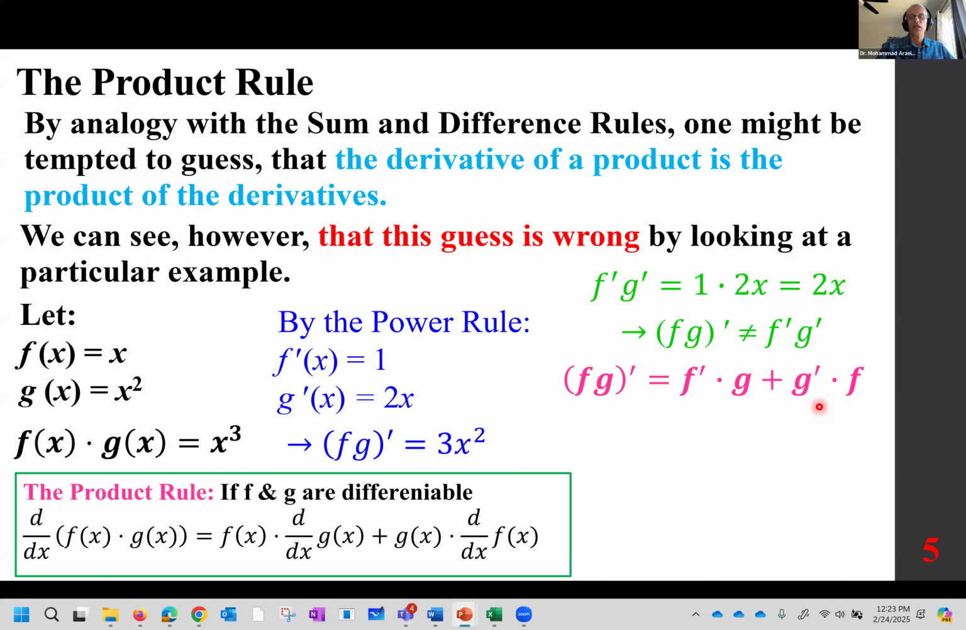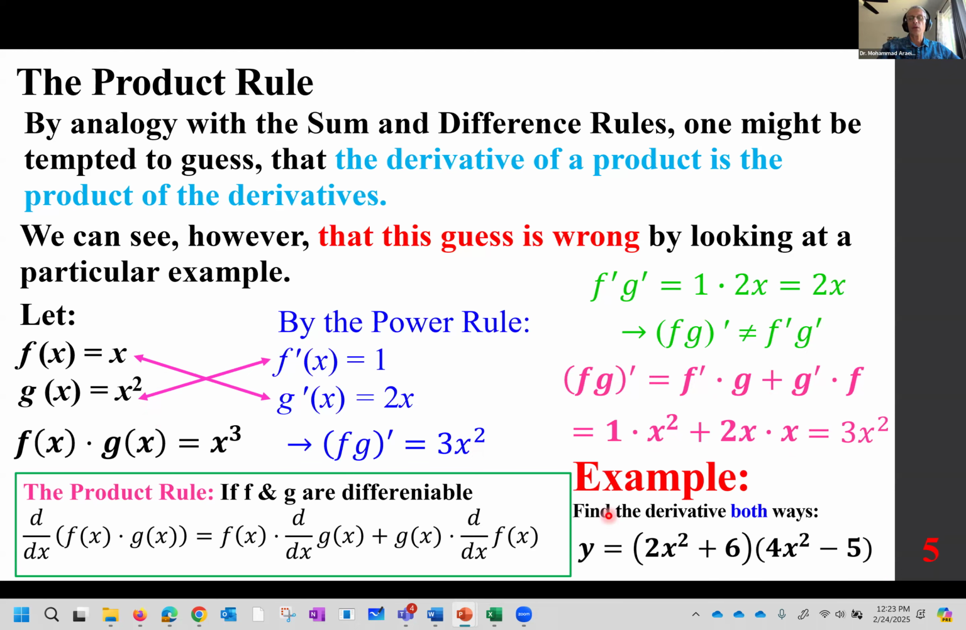In any event, f prime g, g prime f. Look at this one: f prime g, 1 times x squared, plus g prime f, 2x times x, and they add up to 3x squared, which is the same as here. So as you can see, an example shows that it works. Again, it's not a proof. I do have the proof at the end of this part.